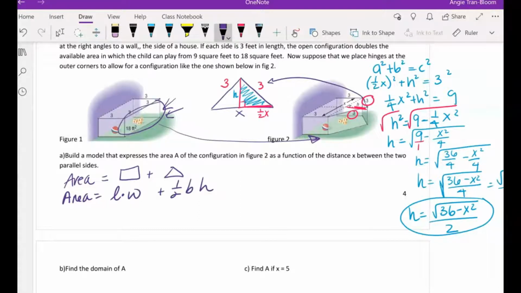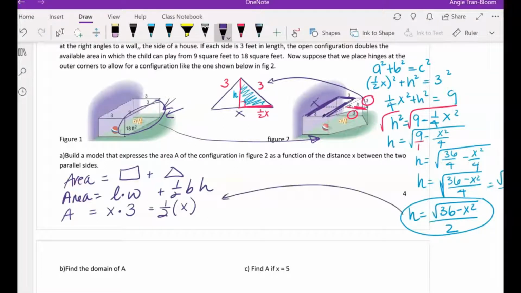Well, the length for this box, if this is 3, that's your height of the box, and then the width, and then this is your base. So if we know exactly what that is, we know this is x, okay, because this is x right here. So area equals x times 3, which is really 3x, plus 1/2. Your base is back to x, and your height, we just found it over here. So we are going to put it in here as the square root of 36 minus x squared all over 2.